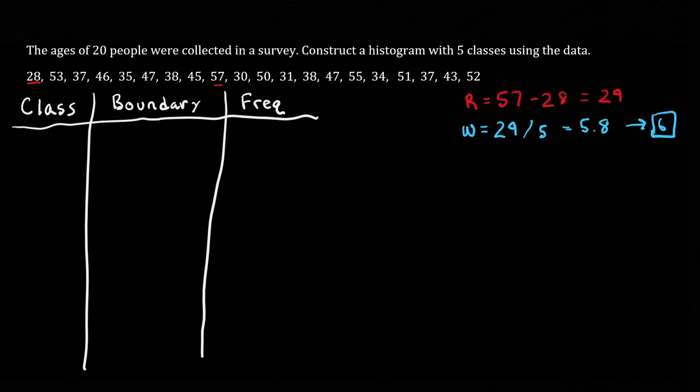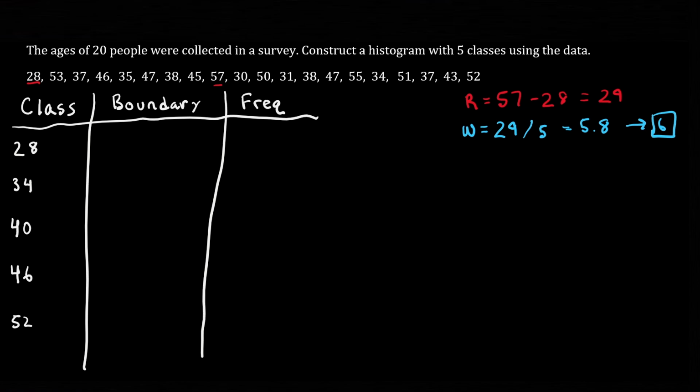To find the lower bound of the first class, we just look at the smallest value in our data set. So this would be 28. Then to find the lower bound of the next class, we simply add our class width. So we add 6. So 28 plus 6 is 34. 34 plus 6 is 40. 40 plus 6 is 46. And finally, our fifth and last class has a lower bound of 46 plus 6, which is 52.